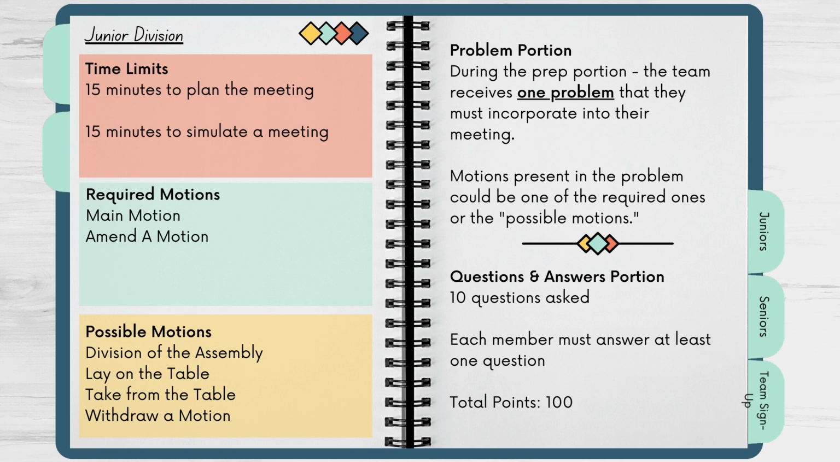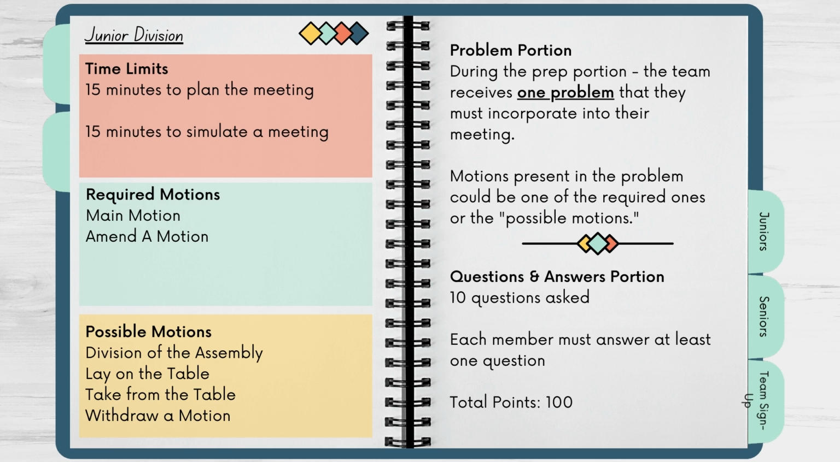As I mentioned, our Leaders for Life contest is basically a mock 4-H meeting. They'll have 15 minutes to plan out their meeting. They'll be given an agenda and a problem, and they have to create their 4-H meeting within that 15 minutes. For the juniors, they also have 15 minutes to simulate a meeting. So they get 15 minutes to plan their meeting, 15 minutes to present their meeting.